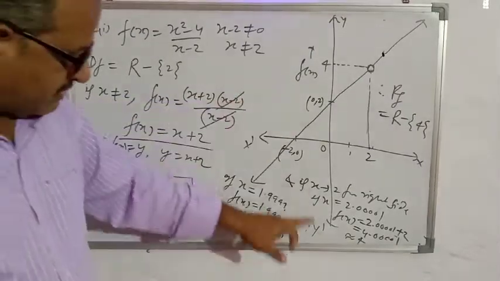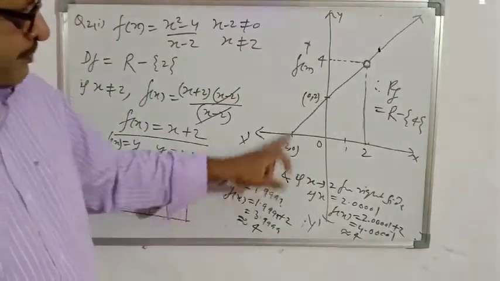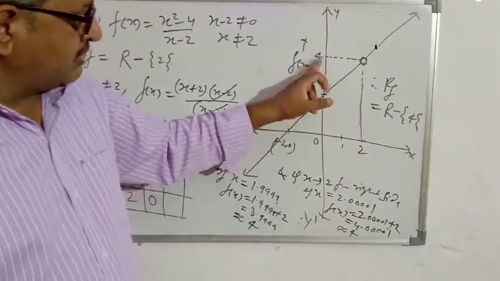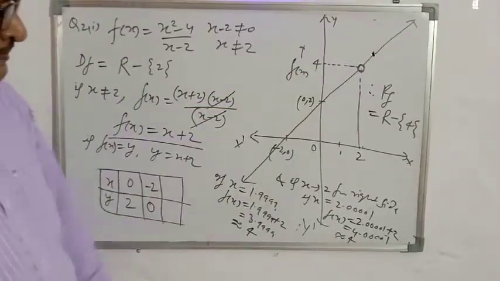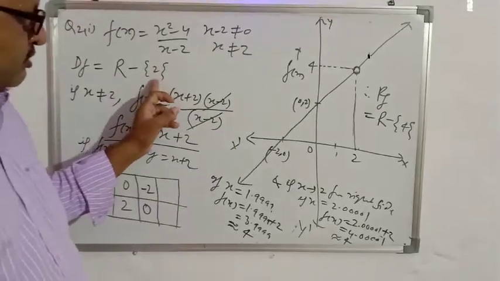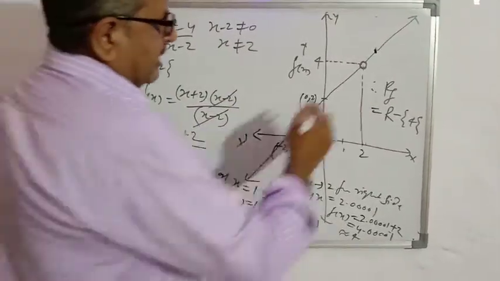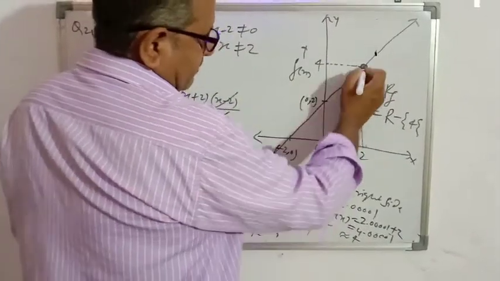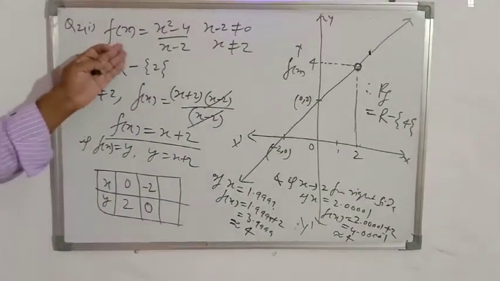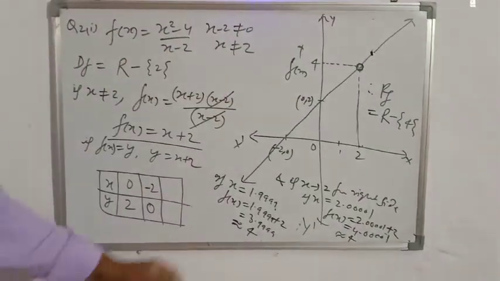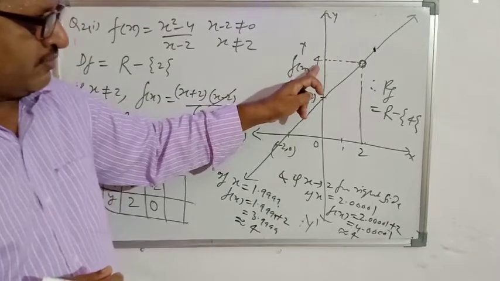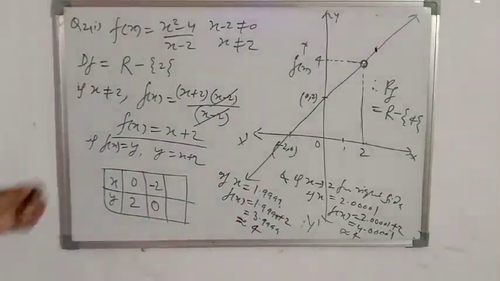The range of the function will be all the real numbers except 4 because very close to 2, almost equal to 2, the value of f(x) is very close to 4. So we know that the domain is R minus 2, at 2 it is not defined, so we will make here a blank circle. So this is the graph of the function x square minus 4 upon x minus 2, and with the help of the graph, the value of f(x) is all the real numbers except 4. So this is question number 2, first part.